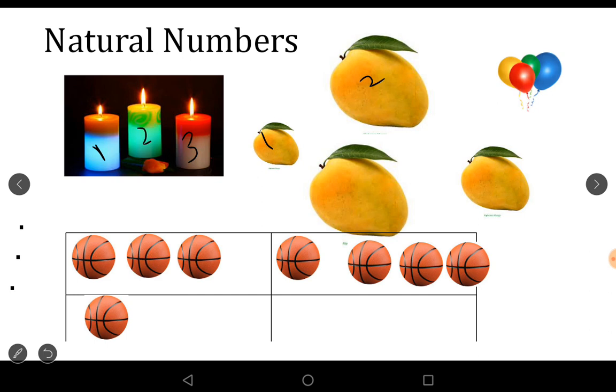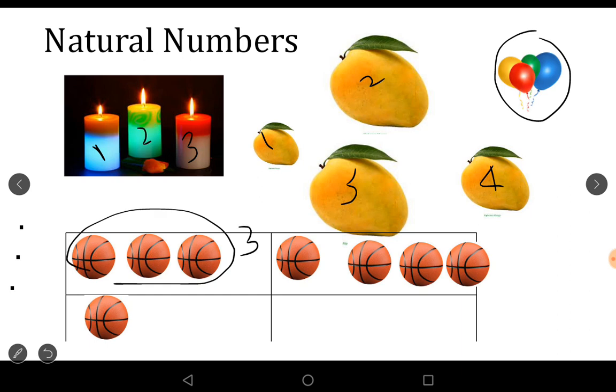How many balloons? 4 balloons. How many balls? 3. And on this table, 4. In the first figure, the three candles are the same height. In the second figure, one mango is big, one small, one medium, but the count is 1, 2, 3, 4. So big or small is different, but only the count matters. Okay students, counting.